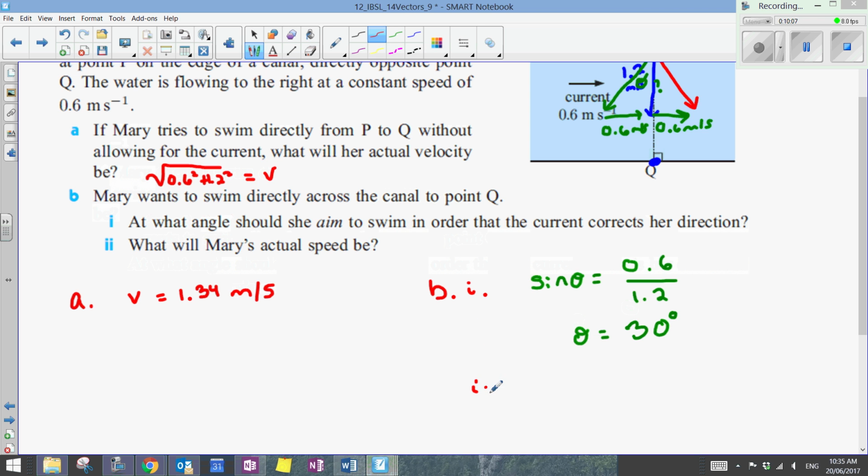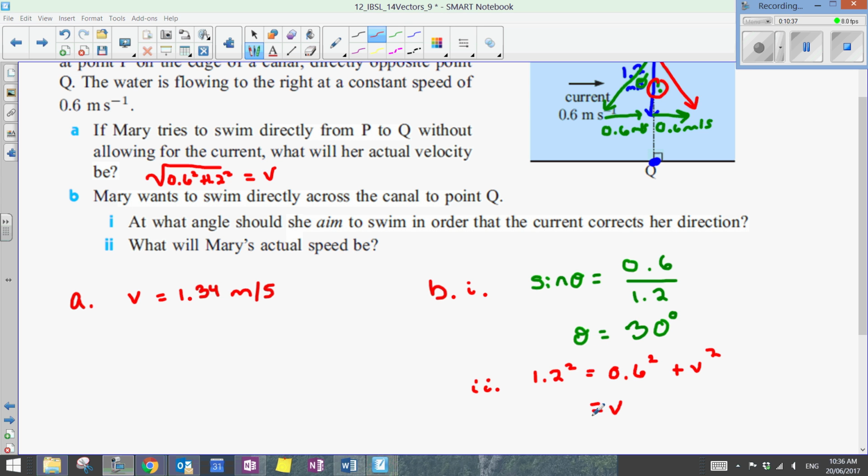So to finish up part 2 of this question, we want to know what her actual speed will be then. If she's swimming at 1.2 meters per second, but the current is affecting that, then what is this new velocity vector? Notice we have the hypotenuse, we have the x direction, we're missing this vertical direction here. So we are going to set it up as 1.2 squared is equal to 0.6 squared plus whatever her actual velocity squared is. Now if we manipulate this for her new velocity, we should get 1.08, and that's in meters per second as well.